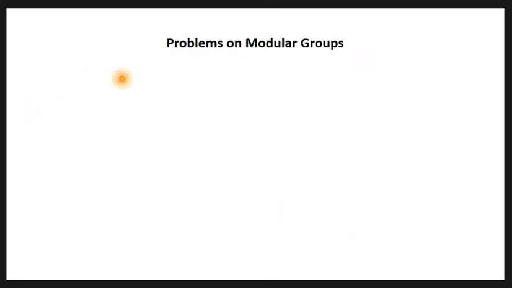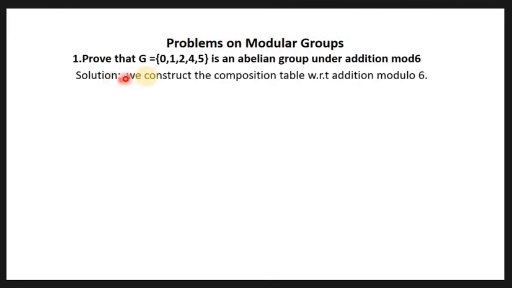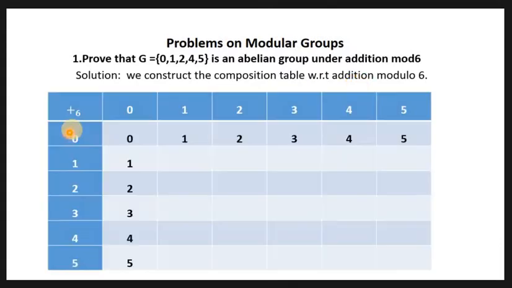Few problems on modular groups. Show that G is equal to {0, 1, 2, 3, 4, 5} is an abelian group under addition mod 6. So first let us construct the composition table with respect to addition modulo 6. That is plus mod 6. So we have the elements in G are 0, 1, 2, 3, 4, 5. In this first column, 0, 1, 2, 3, 4, 5 we have written as it is.